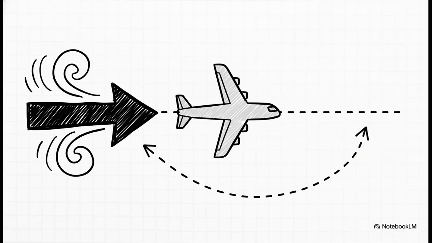Okay, let's take this airplane. The pilot is trying to fly straight ahead, but there's a strong wind coming from the side, pushing it off course. Well, a vector is the perfect way to describe that wind, because it captures both its strength and its exact direction. It tells the whole story.